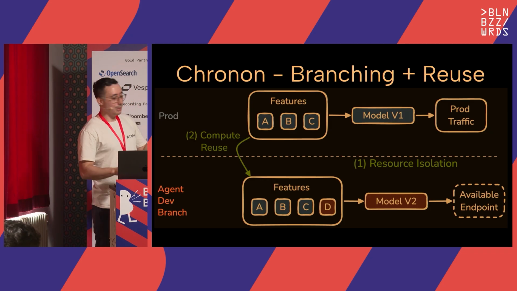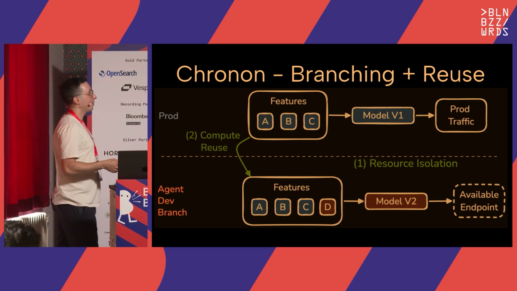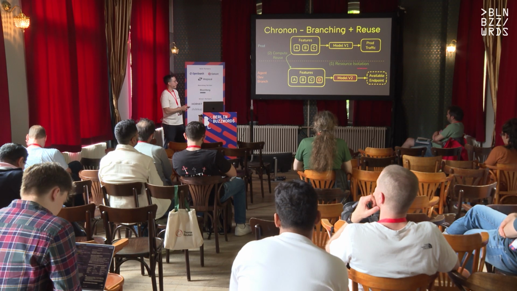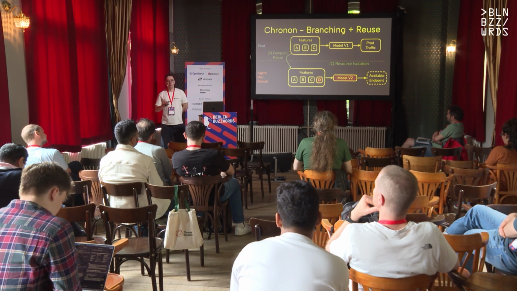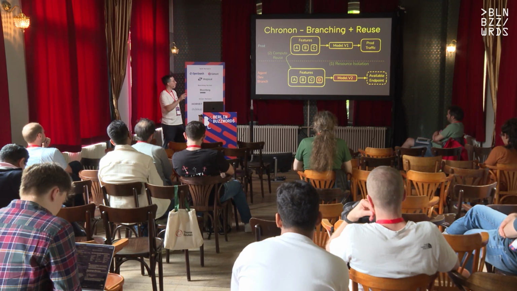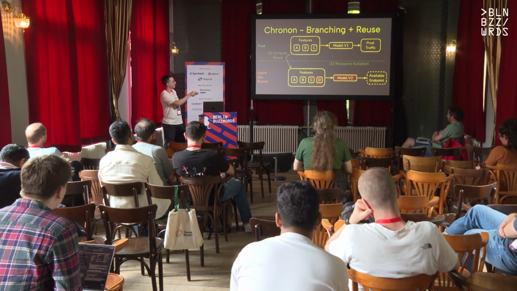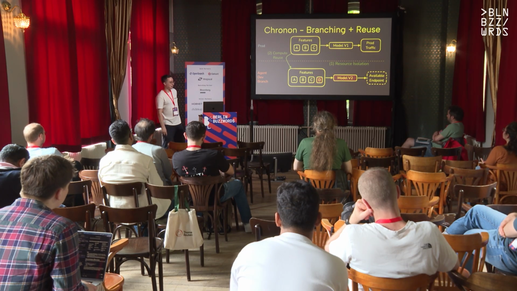Okay, and the second thing here is compute reuse. This is probably what I'll go into more detail on next. We talked about resource isolation, which is good. You don't want the compute of this experiment taking down production. But what you do want is for all of these unchanged features to not be recomputed either. And that's where things get kind of interesting.